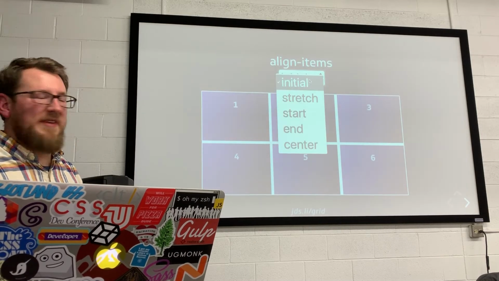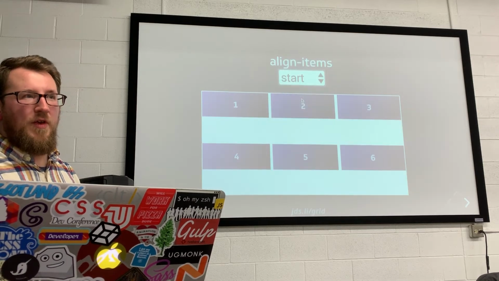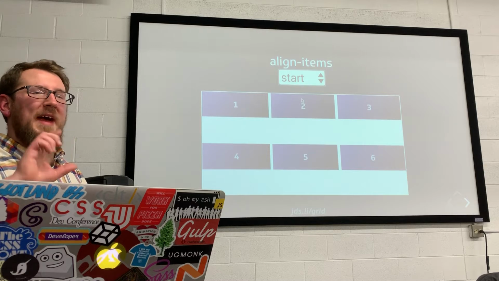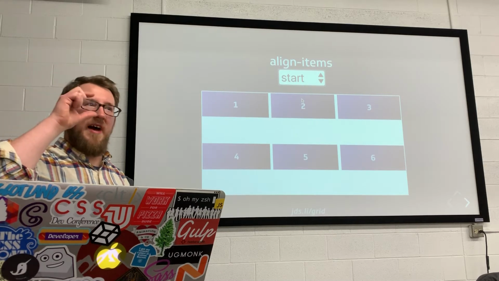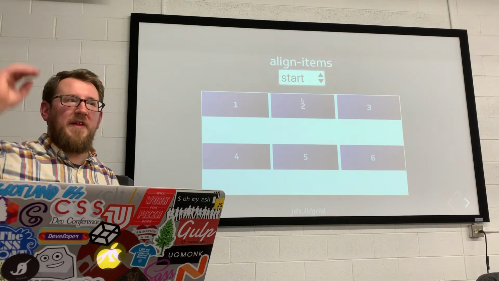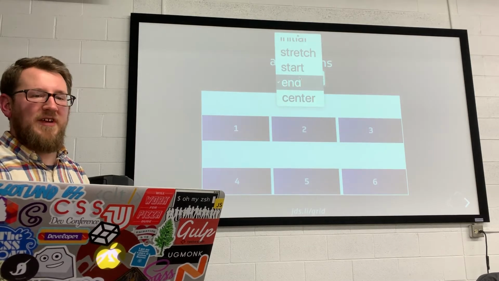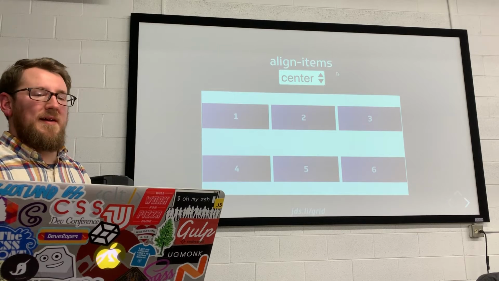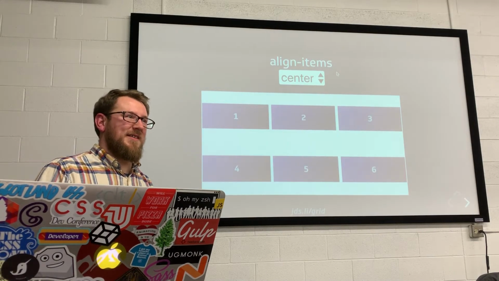But initial just has everything filling its row. Stretch does the same thing. Start, the rows don't change. They're still the top half and the bottom half. But the elements inside of them are now reducing themselves to their own intrinsic height, their natural height just by normal block model stuff. And they're shifting all to the top. And with end, we can send them all to the bottom. And with center, we can drop them right in the middle.